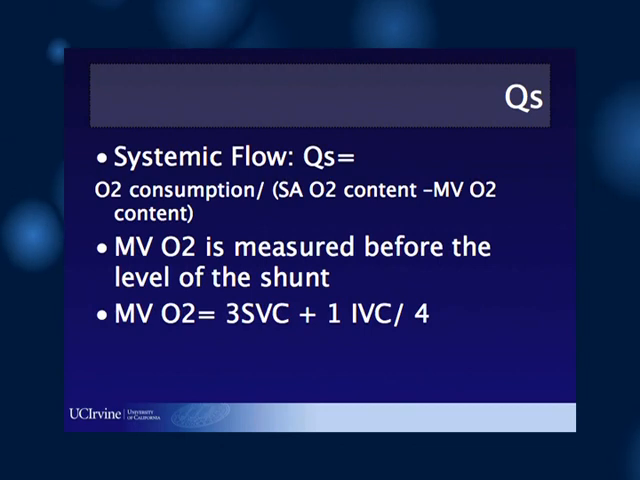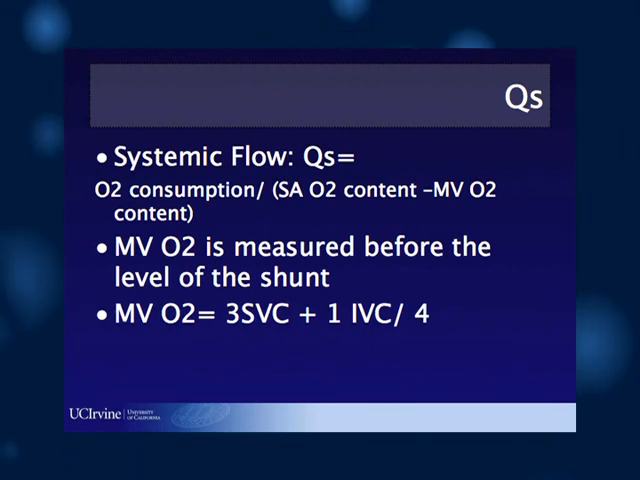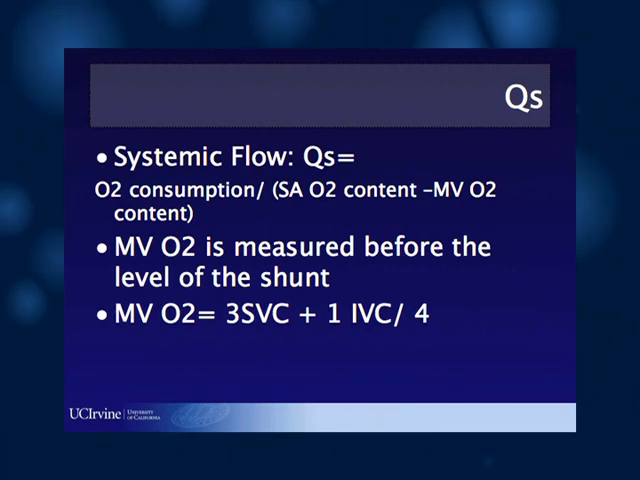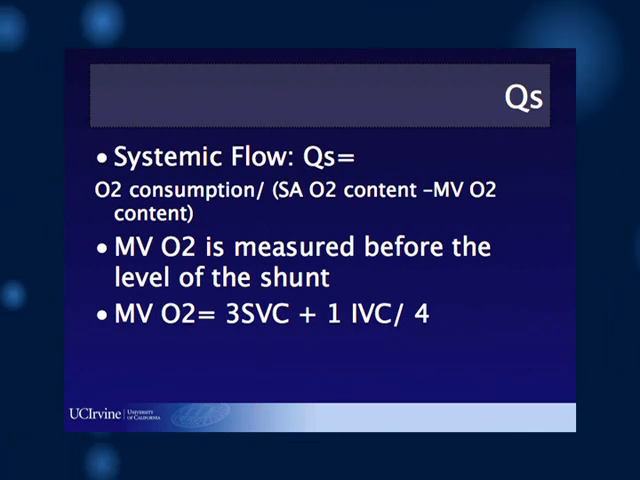For an atrial shunt, mixed venous oxygen content is equal to 3 times the superior vena cava sat plus 1 time the inferior vena cava sat. These summed and divided by 4 will give us the mean mixed venous oxygen content. An example of this is shown on the next slide.